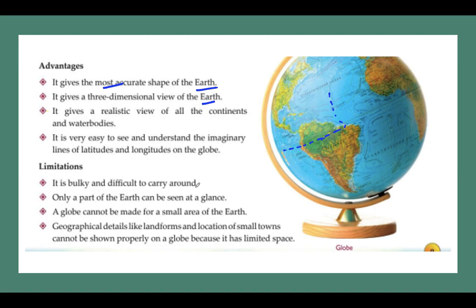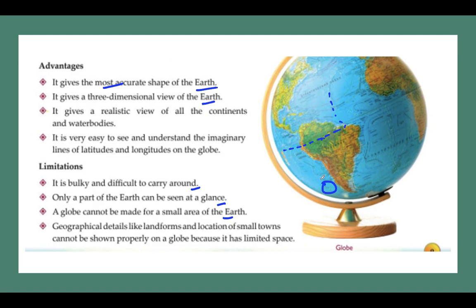It is bulky and difficult to carry around. Hopefully you have seen the globe. It's so huge or big, it's bulky, it's difficult to carry around. Only a part of the earth can be seen at a glance. And a globe cannot be made for a small area of the earth. It's never possible. If you want to represent a small area, you can't show it on the globe, or you can't see it in detail.